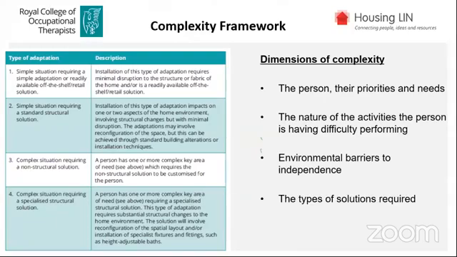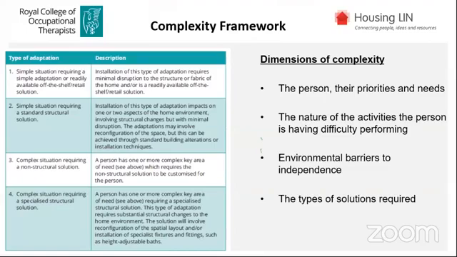The way that we've looked at complexity is that we've considered four dimensions. We've thought about the person, so in terms of diagnosis, prognosis, sensory, cognitive and motor performance, but we've also considered what their priorities and needs are. So we're not just thinking about diagnosis, we're thinking about the aspects of the person that we think about as occupational therapists.